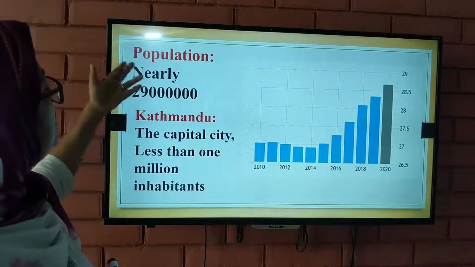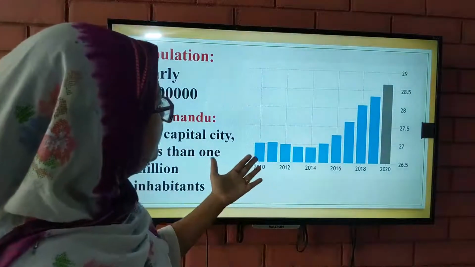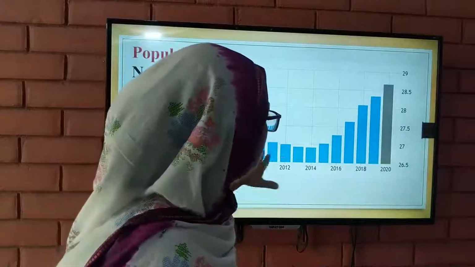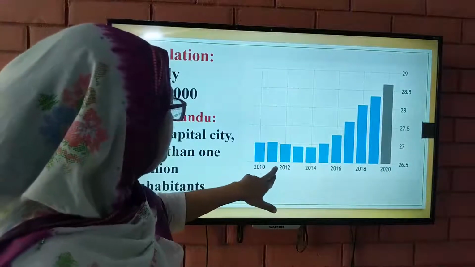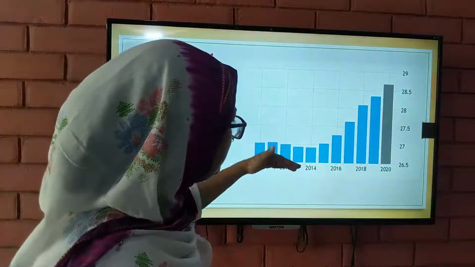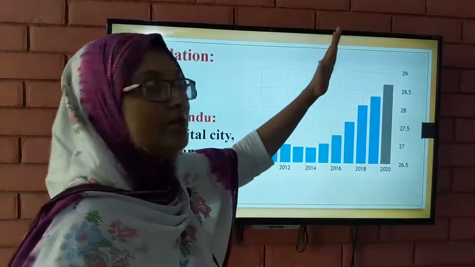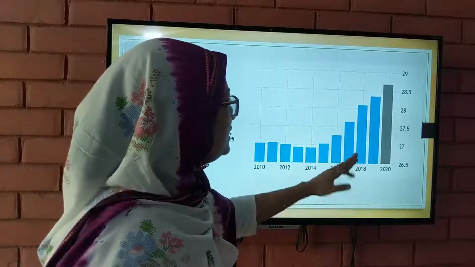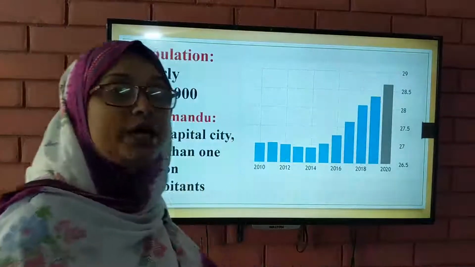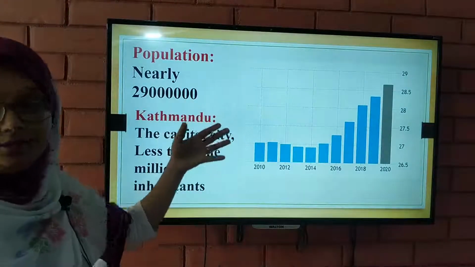Here you can see that the population is nearly 290 million. Look at the chart here. In 2010 it is near about 27 million. In 2011 it rises a little bit, and in 2012 it decreases a little, and decreases until 2014, and then there is a gradual rise. 2016, 2018, look at 17, a gradual rise, and 19 and 20, look here, it reaches near the 290 million. That means the population rate is very high in Nepal.